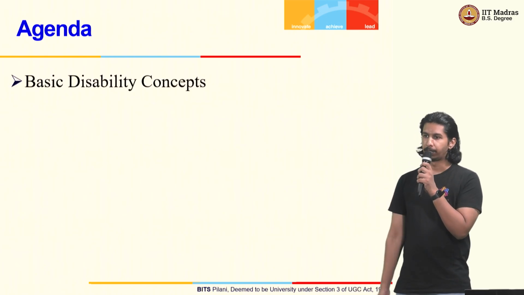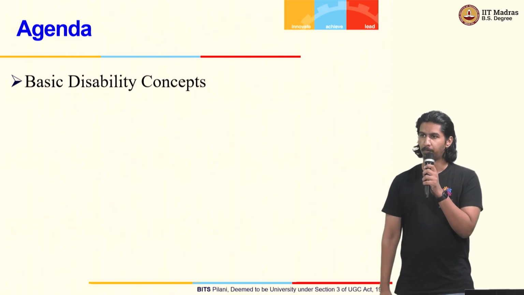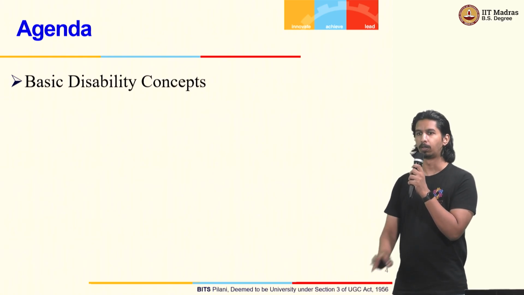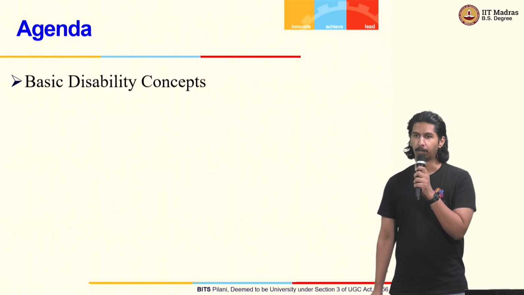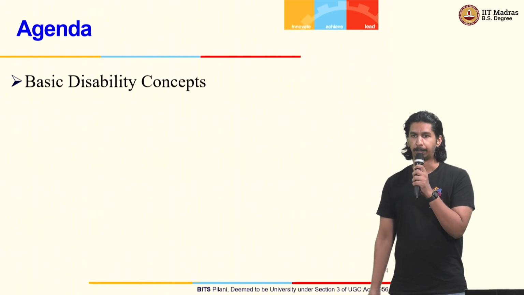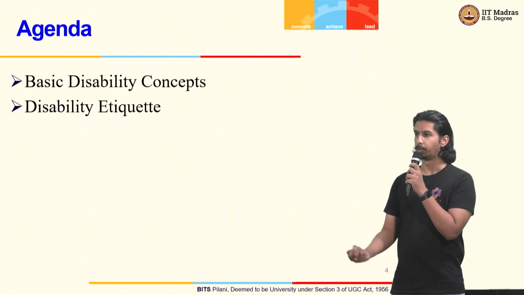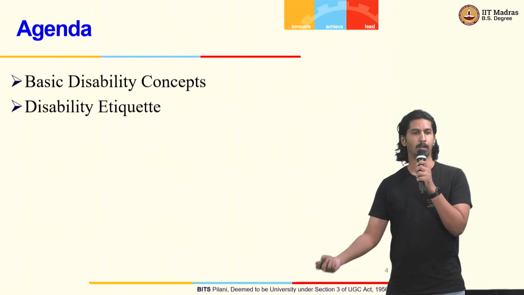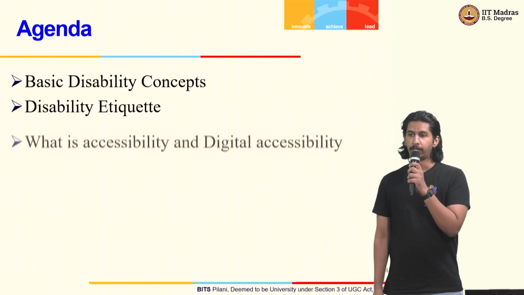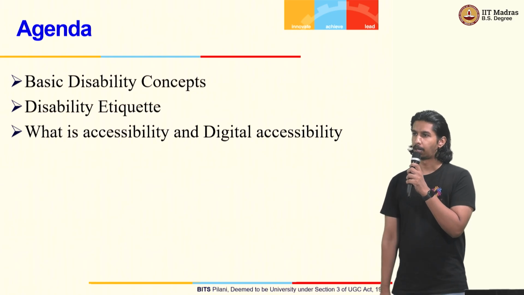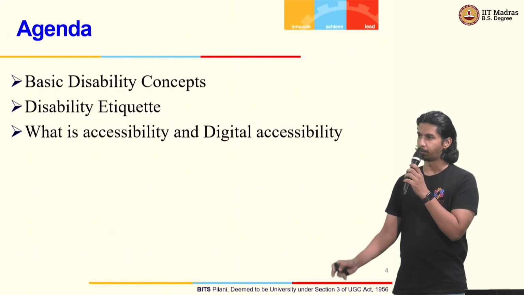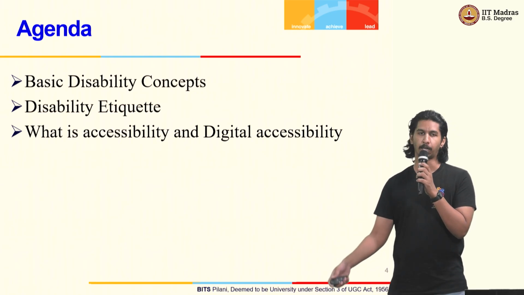The agenda, as I discussed: we'll first get started with disability basics. What are all the different disabilities, which ones are recognized, the different models and so on. We'll also have a look at disability etiquette, how you behave with people with disabilities. Then we will see accessibility, and in particular our focus will be on digital accessibility. We will emphasize that part.